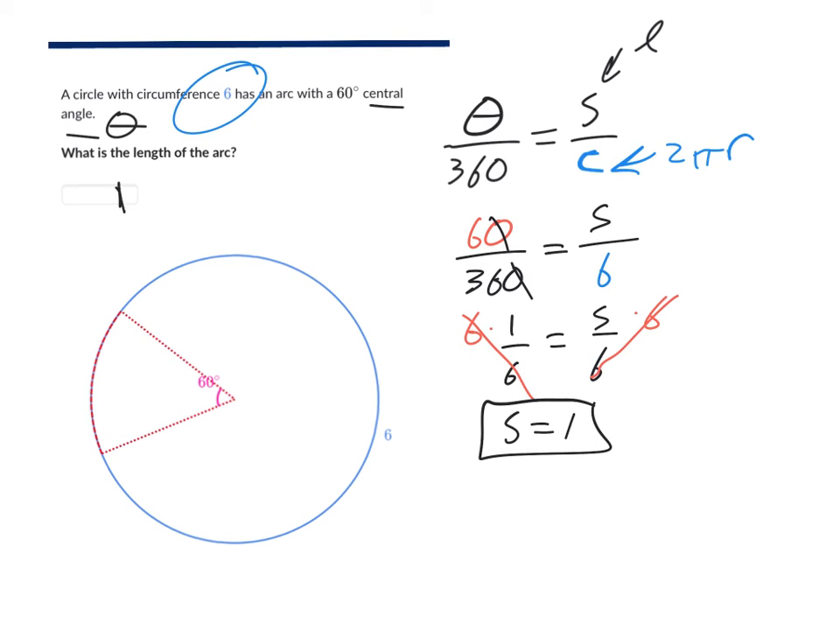What is the length of the arc? It's 1. 1 unit, whatever the unit is. They didn't give us units, so we're just going to say 1. That's it.